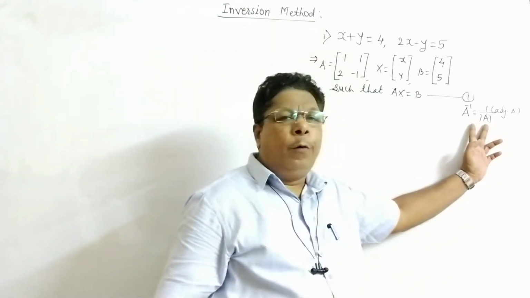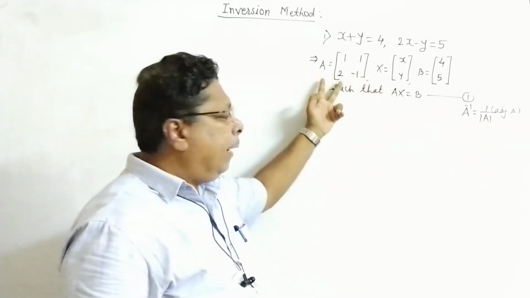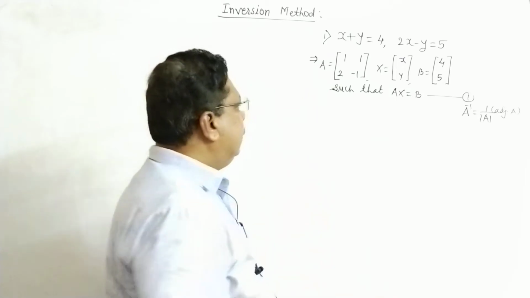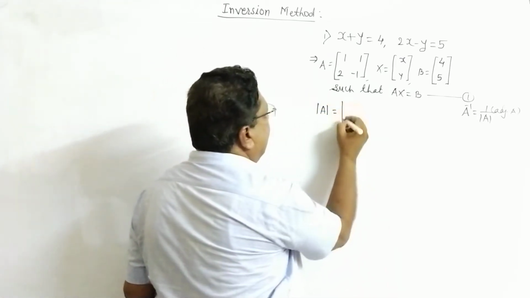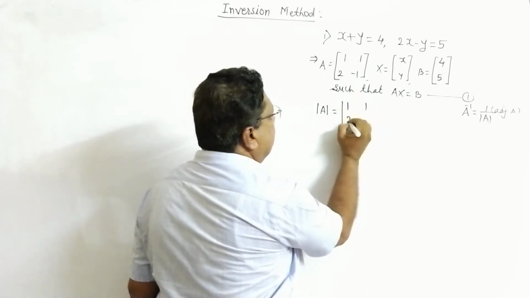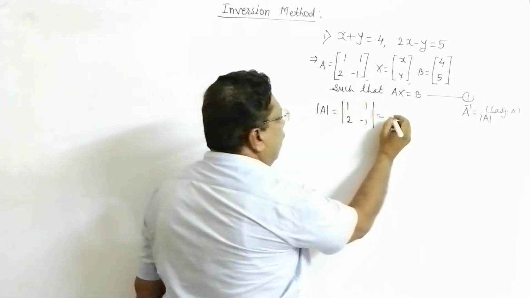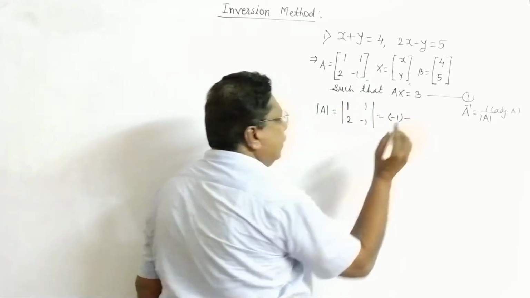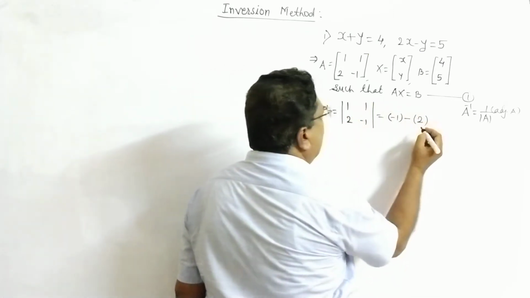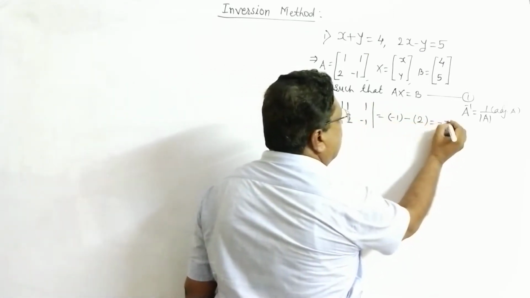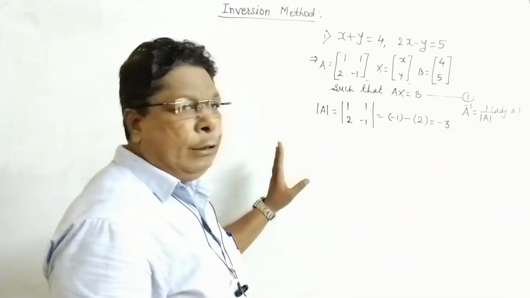So first of all we have to find determinant A from the matrix A. Determinant A is equal to determinant 1 1 2 minus 1. Take the cross multiplication. 1 into minus 1 is minus 1. Middle sign is minus. 2 ones are 2. Minus 1 minus 2 is minus 2. So the value of the determinant is minus 2.